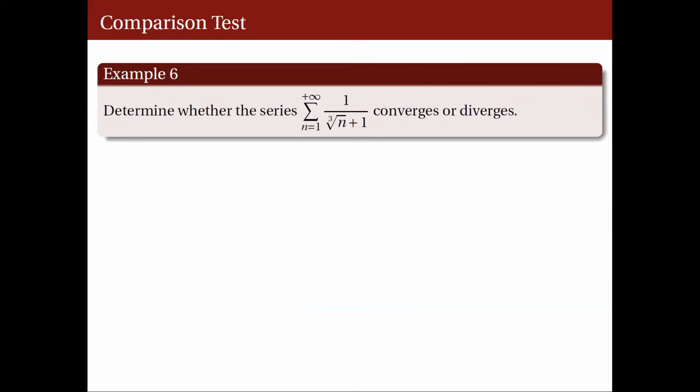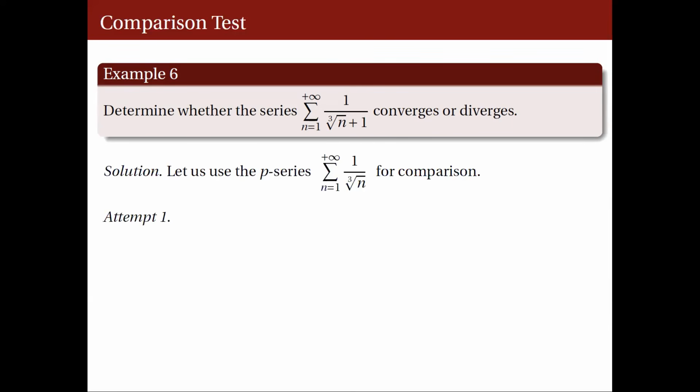For our second problem, we determine whether the series summation n equals 1 to infinity of 1 over cube root of n plus 1 converges or diverges. Again, positive ang cube root of n plus 1 for all n. Subukan natin gamitin ang p-series summation 1 over cube root of n for comparison. Again, we first set a sub n equal to 1 over cube root of n plus 1 and b sub n equal to 1 over cube root of n. And clearly, for n greater than or equal to 1, we have a sub n less than b sub n.